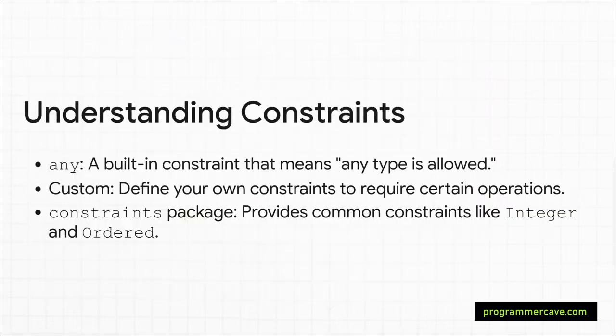And this is where it gets really powerful because you have a ton of flexibility. You can use the built-in constraint called any, which is the wildcard. It lets literally any type through. Or you can define your own custom constraints for very specific rules. And my personal favorite, you can use the super handy constraints package, which gives you pre-built rules for common things like all integer types, all float types, or any type that can be ordered.